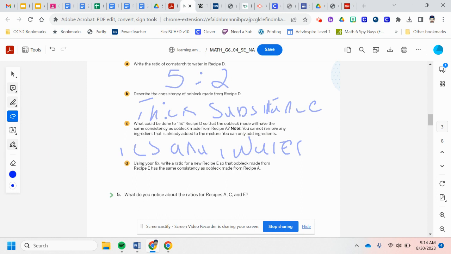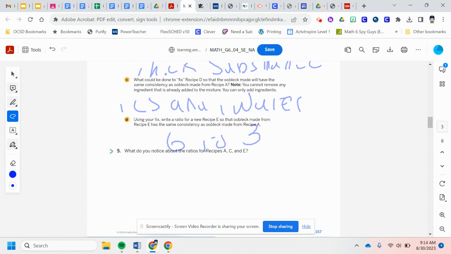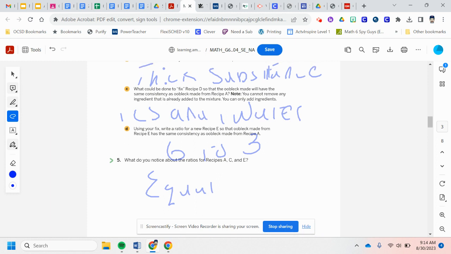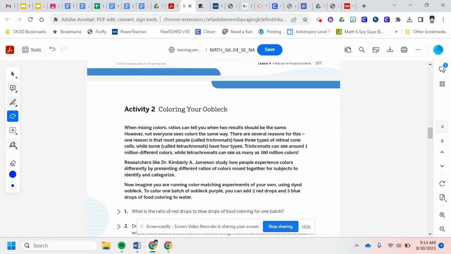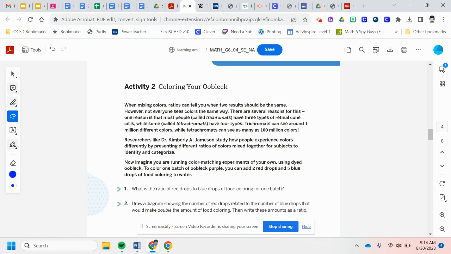Using your fix, write a ratio. So if I add 1 more cornstarch, that would be 6 cornstarch to 3 water. And what do you notice about ratios for recipes A, C, and E? They are equal. 2 times 3 is 6. 1 times 3 is 3. 3 times 2 is 6. 3 times 1 is 3. So they're all equal. On your own, I'd like you to do activity 2.